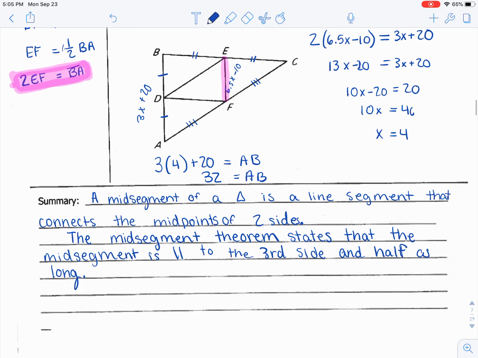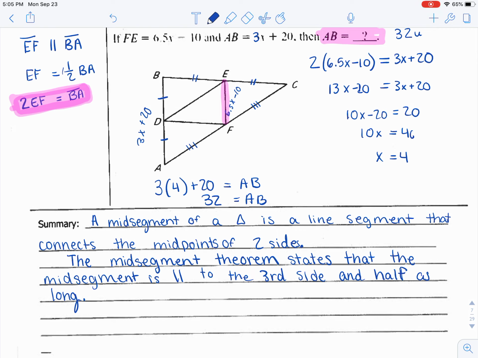Let's learn about exterior angles in the next video.